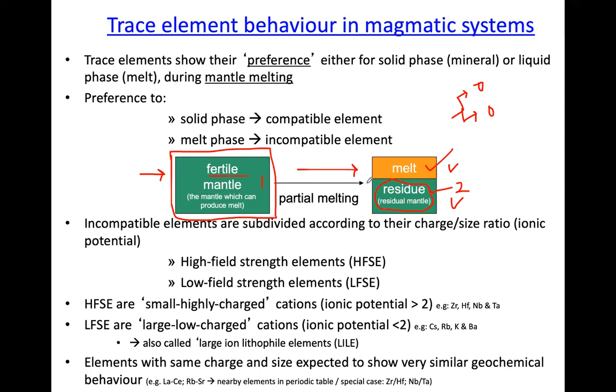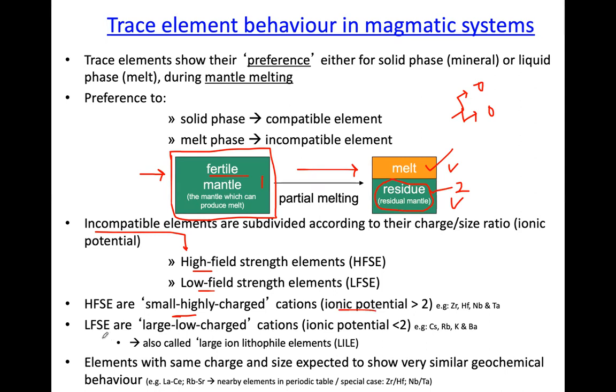Okay, right. So the incompatible elements we divide further into two groups. We said one group is HFSE, the other one is LFSE, right? High field strength elements and low field strength elements. So high field strength elements are small elements. That means they have the small ionic radius, but the charge is high. That means the valence is high. So this ratio we call the ionic potential, right? Ionic potential is greater than 2, right?